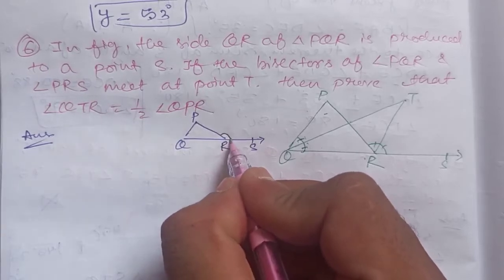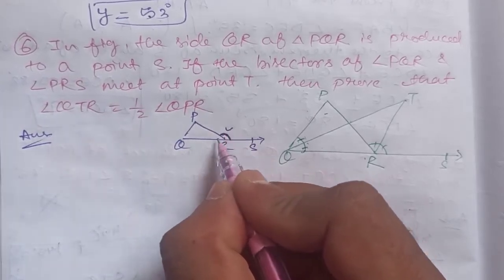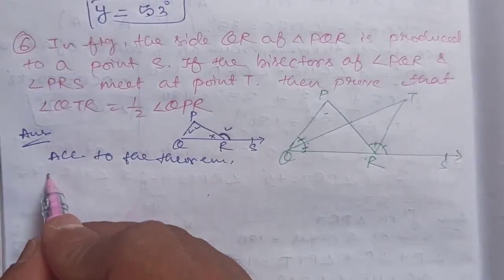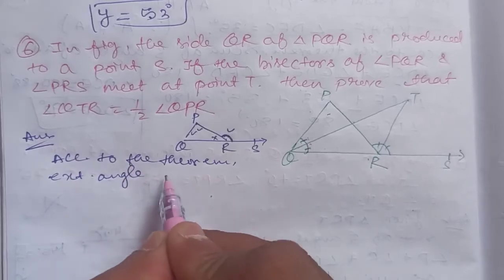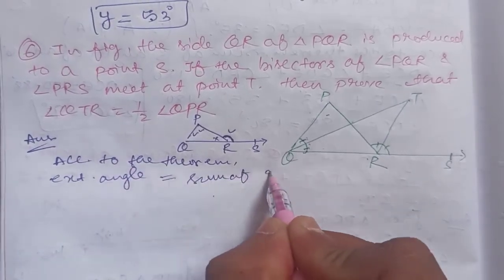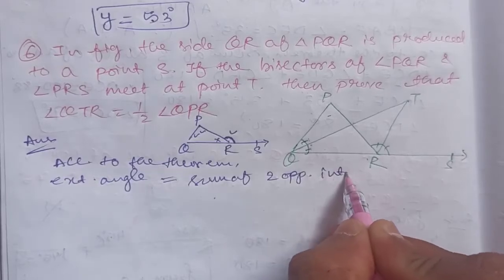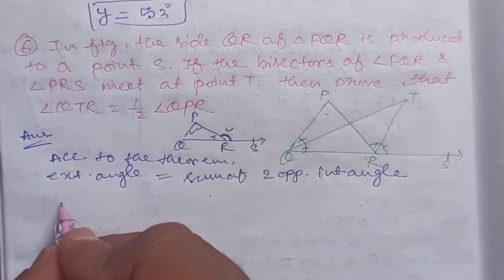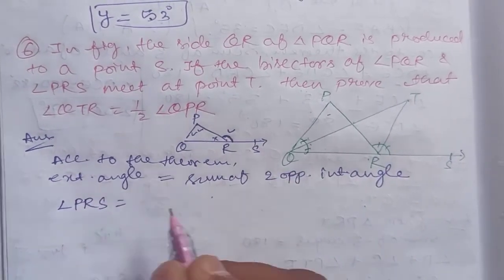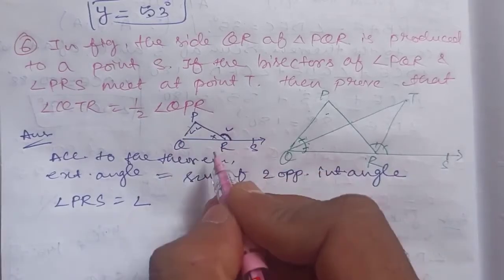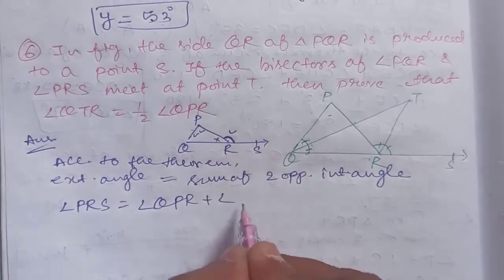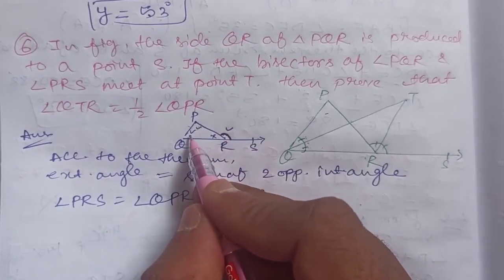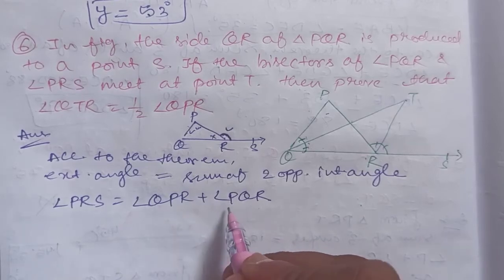Now, is it an exterior angle? Yes, this is an exterior angle. According to the theorem, the exterior angle is equal to the sum of the two opposite interior angles. PRS is the exterior angle, equal to angle QPR plus angle PQR. This angle equals this plus this. Understood? This we have already done.